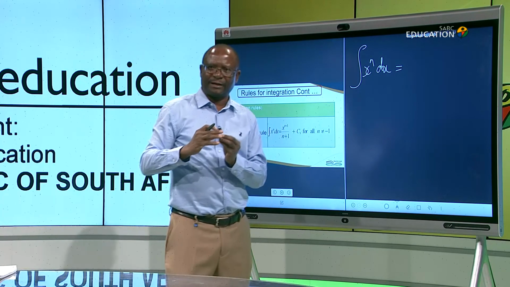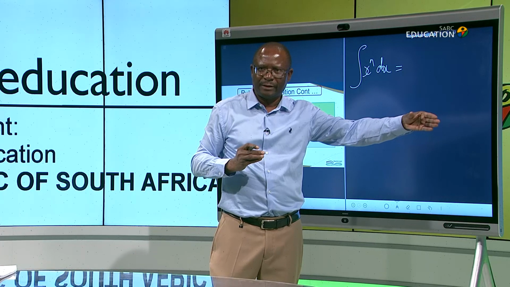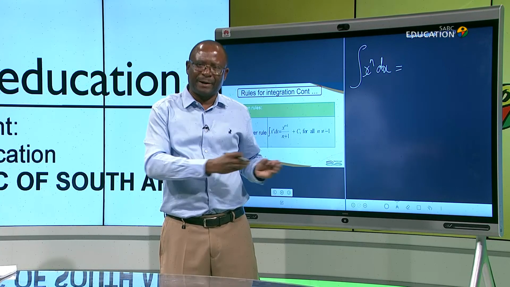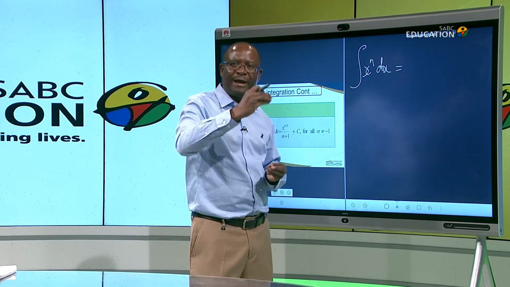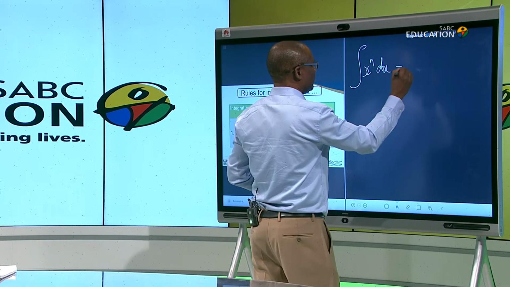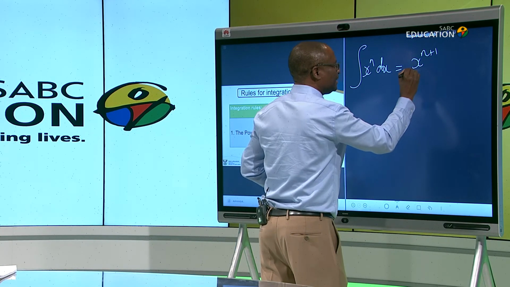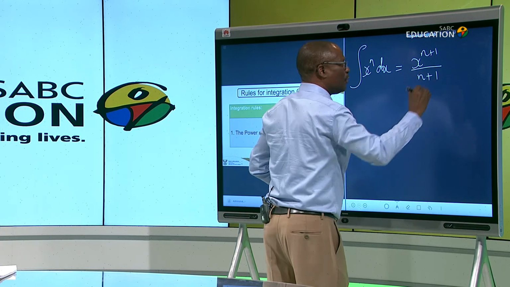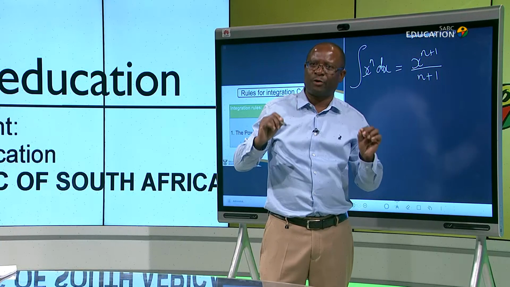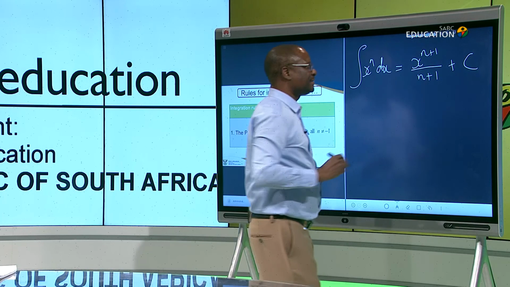We said integration is the reverse process of differentiation, where in differentiation we subtract 1 from n. But in terms of integration, we add 1 to the value of n. So your integral will be equal to x to the exponent of n plus 1, divided by n plus 1. But always remember to add the arbitrary constant c, so we say plus c.